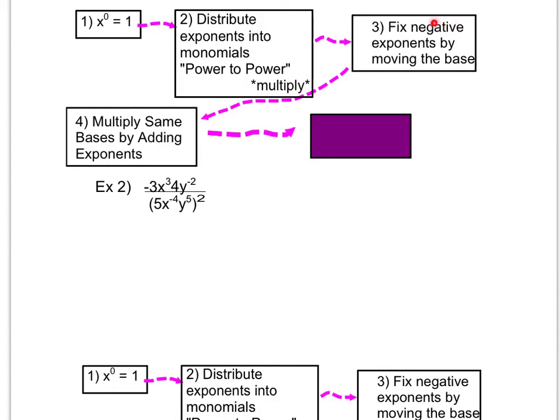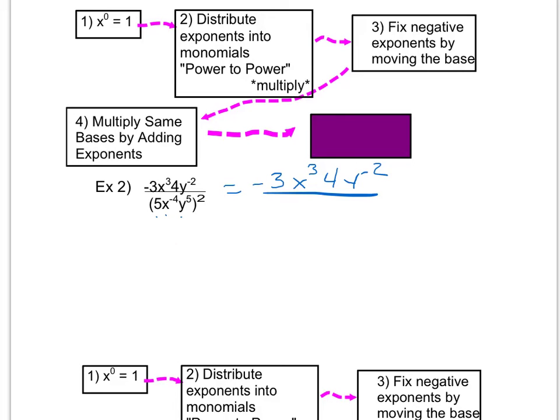I'll fix negative exponents by moving the base, and then I'll multiply same bases by adding. So looking at this first example, I notice that in step 1, I don't have anything raised to the 0 power. Moving to step 2, I do have parentheses, so I can distribute that square. I'm going to distribute it to the 5, the x to the negative 4, and the y to the 5th. When I do, I'm going to leave the top alone, so let me actually write that really quick.